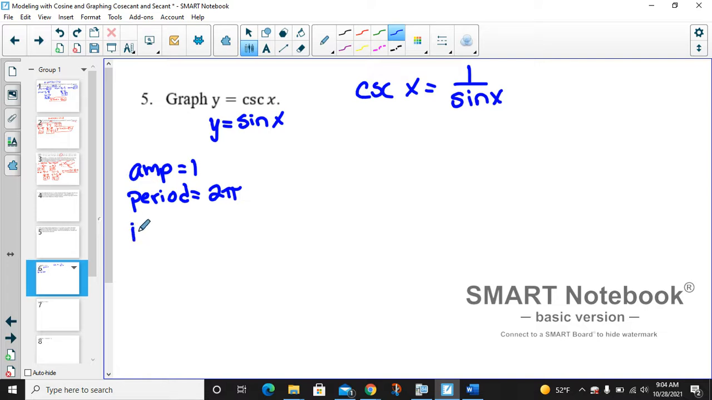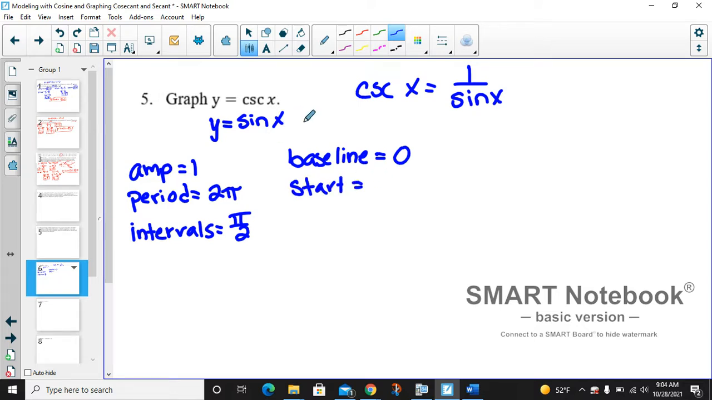Our intervals, we take our period and divide it by 4, so that will reduce to pi over 2. Our baseline is our d, which is missing here, which means it's 0. Our start is our c over b. Our c is missing also, which means it's 0, so 0 over 1 is 0. And our end is our start plus or minus the period, so negative 2 pi and 2 pi.